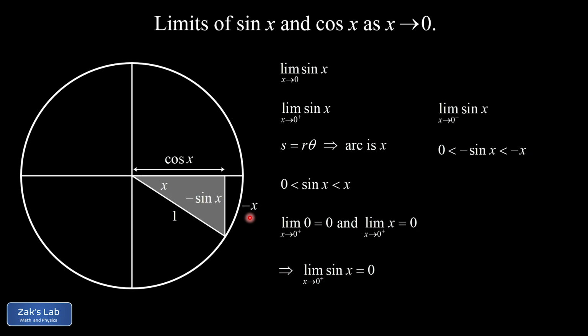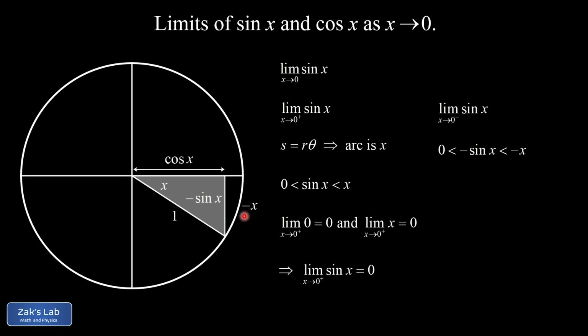So 0 is less than negative sine x, because remember, negative sine x is actually the positive length of that vertical leg of the triangle. So it must be bigger than 0. And that in turn is less than negative x. Remember again, negative x is actually a positive arc length of this little sector.